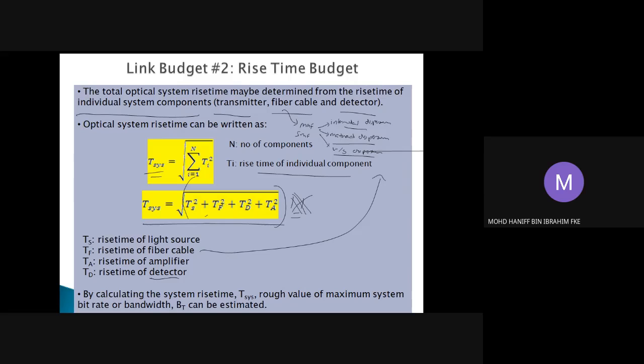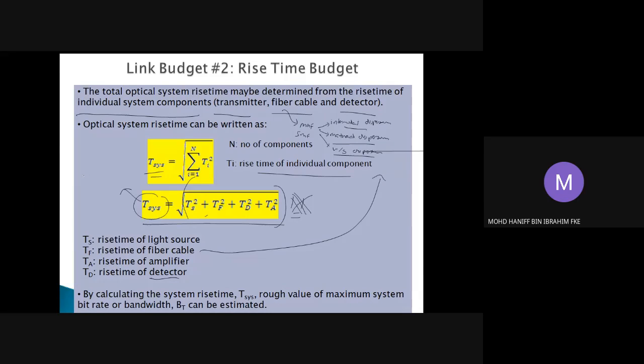So this will be the equation that will be used in calculating the rise time of our optical system. If we manage to get the total rise time of our components, subsequently we get the total rise time here, and from this we can then use it to calculate the bandwidth or the bit rate.